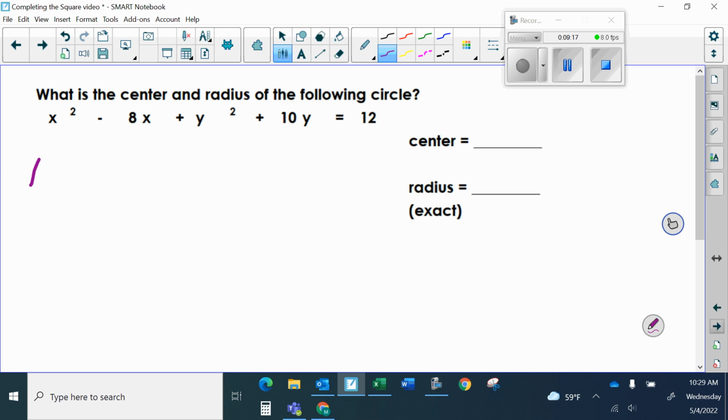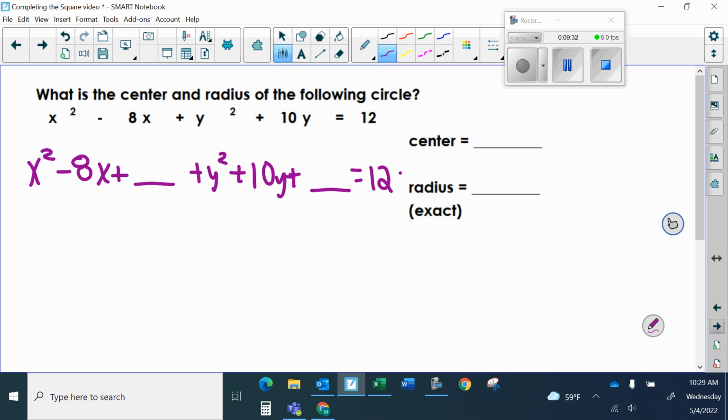I still need to go ahead and add in my plus c on each one of those. So there's my plus blank there. And then I have my y squared plus 10y plus blank for this one to complete that square. And equals 12 plus blank. Whatever those two add up to, I have to add to the right side so I don't change the equation.